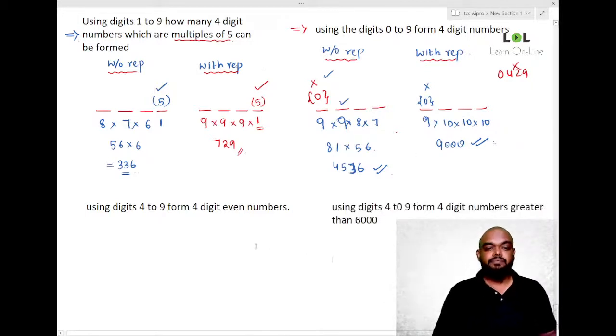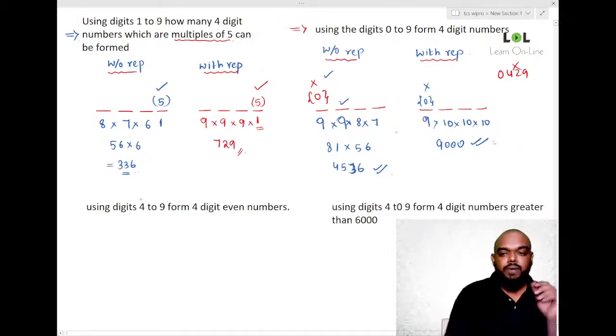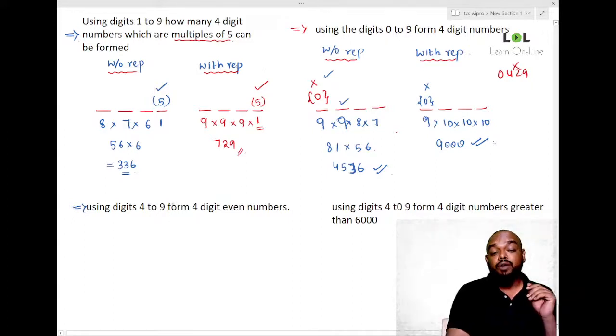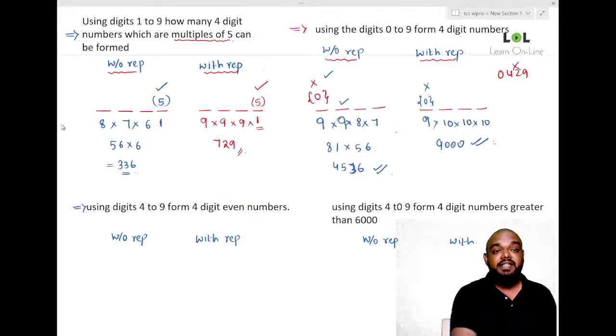Observe carefully. In the first question, what do I have? I want to form 4 digit numbers. Using digits 4 to 9, we have to form 4 digit even numbers. Two conditions. One is without repetition and the other one is with repetition. Here as well, we will get without repetition and with repetition. Do we have any explicit condition in the first part? Yes, of course. What is that? We need only even numbers.